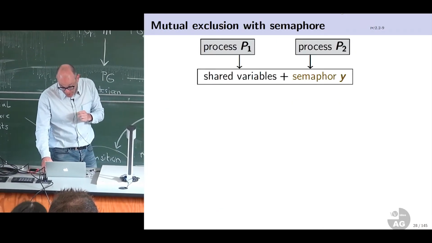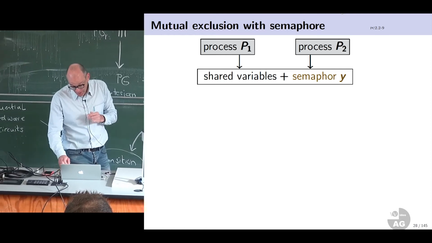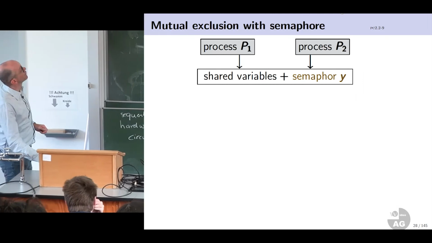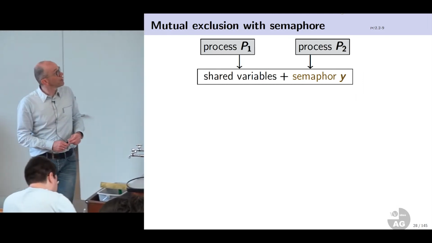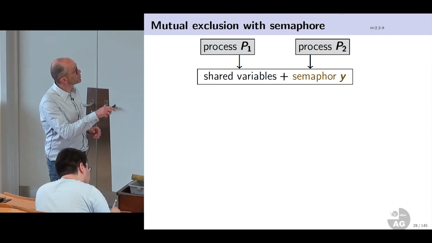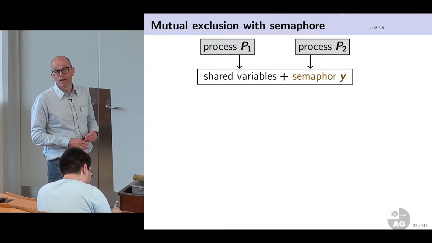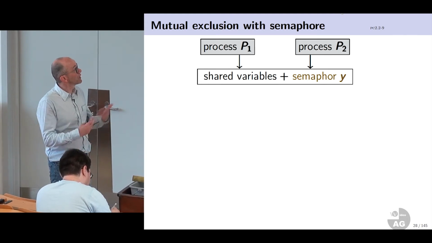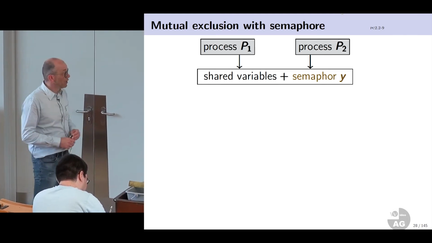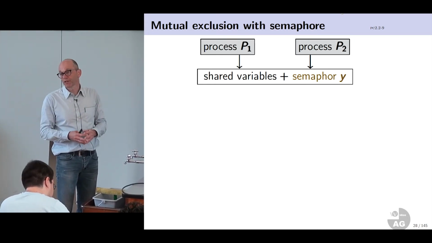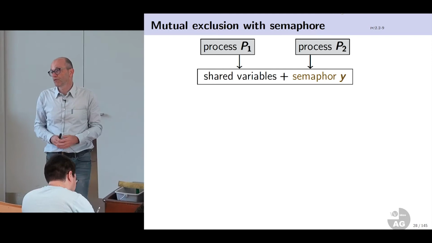Good, so let's look at an example. This is an example that we are going to see quite often, I think, along these lectures. We have two processes, and these processes have access to some shared variables. Think about a bank account. Now what we would like to control is a kind of mutual exclusion, that at most one thread at the same time can read these variables.